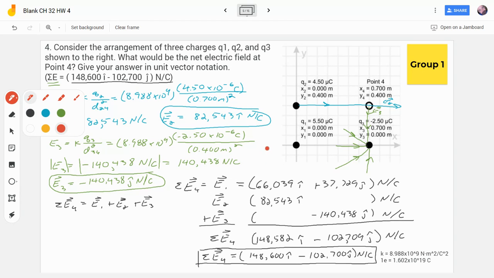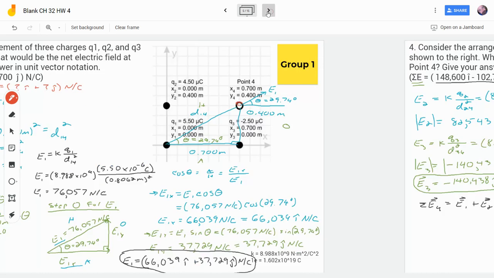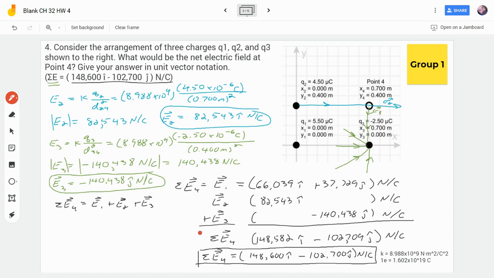Does this match what we were looking for? It does. We have the sum of the electric field. We'll go back to step one. Yes, this is what we were looking for: Sigma E. We wanted it in unit vector notation, in units of newtons per coulomb. And that's what we have. So we're happy about that. We give it a check.